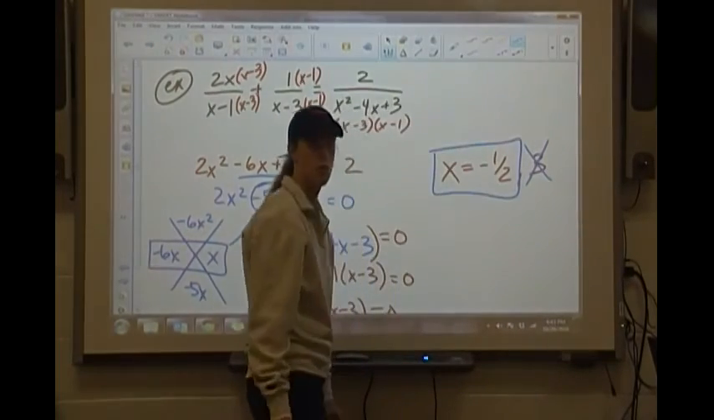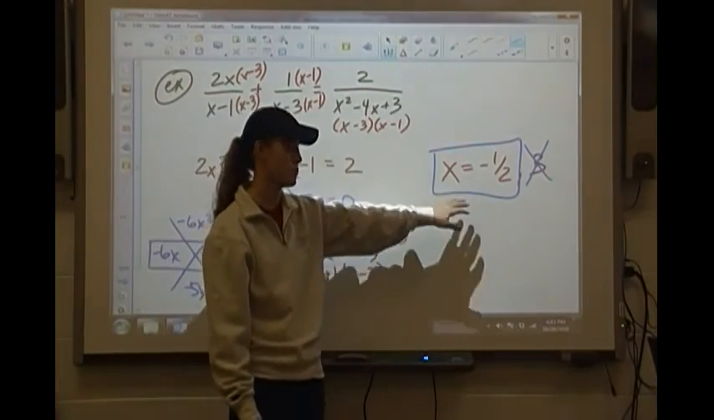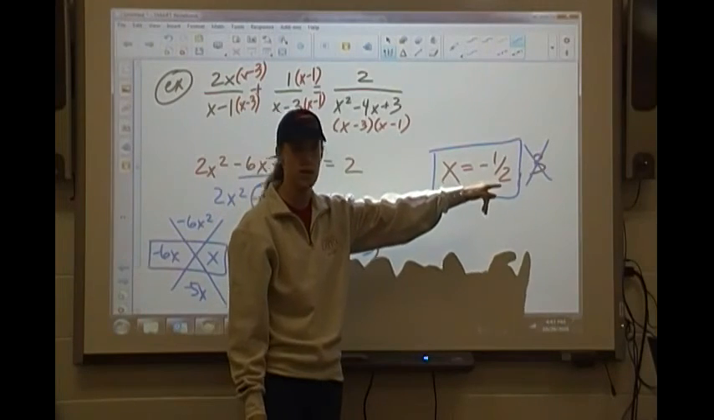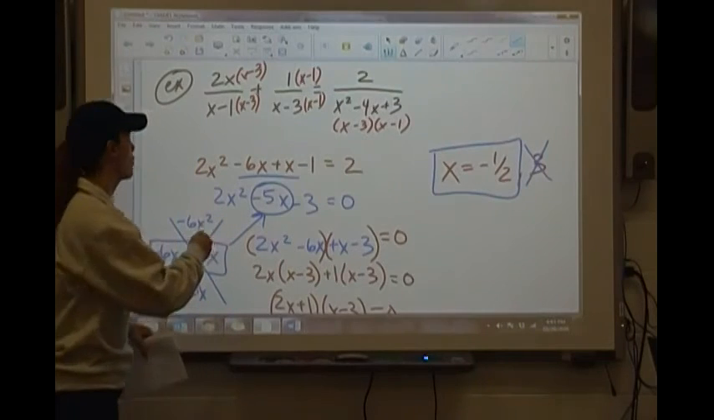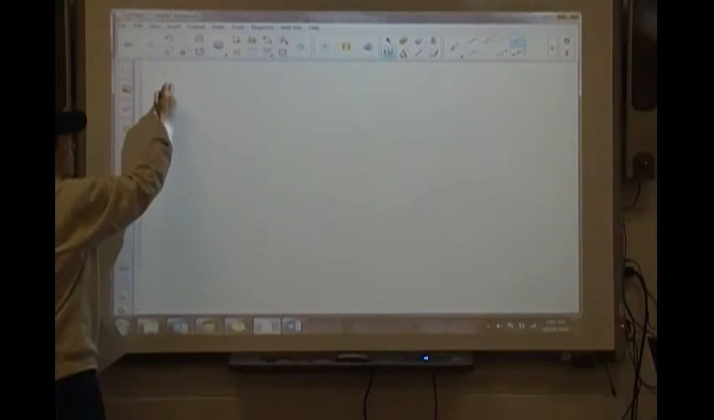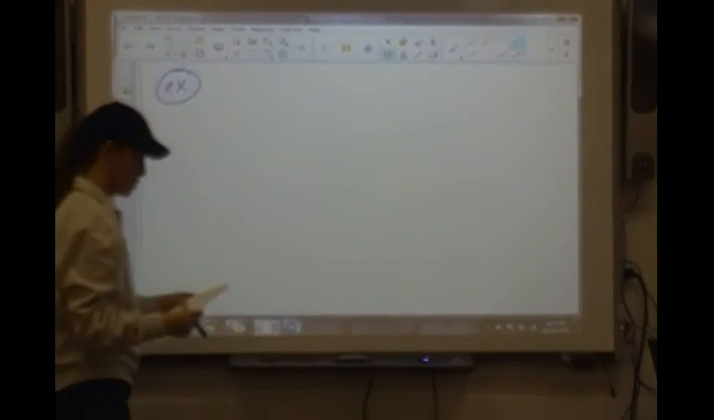Only x equals negative 1/2 is the solution that we want for this problem. So make sure you're checking for those extraneous solutions. We can't have anything that makes the denominator 0. So for our next example, take a look at another one. This one I want you to do on your own here.